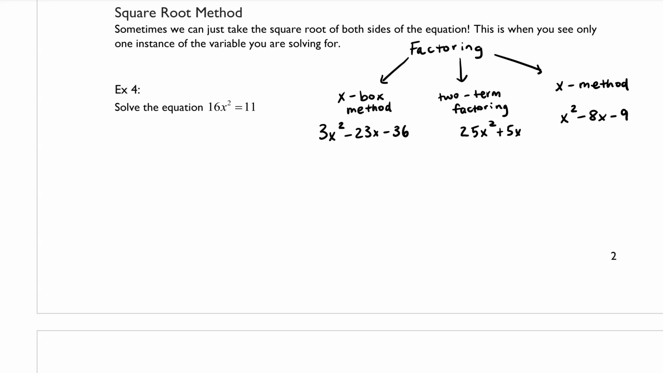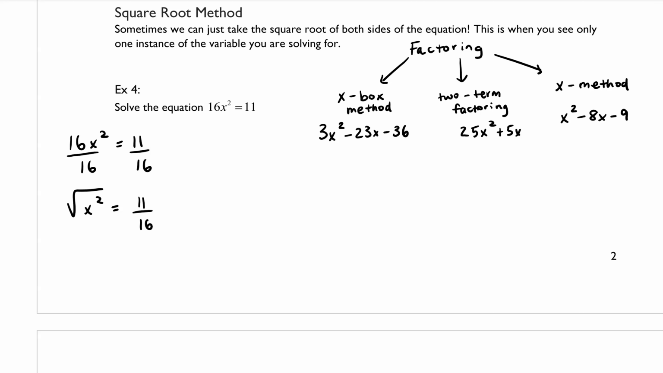The next method that we're going to talk about is the square root method. So sometimes we can just take the square root of both sides of the equation. This is when you only see one instance of the variable that you are solving for. So notice here we only have an x squared term, but we don't have any other x's there. And so what we would do in this instance is we are starting off with 16x squared is equal to 11. I would divide both sides by 16. So I get x squared is equal to 11 over 16.